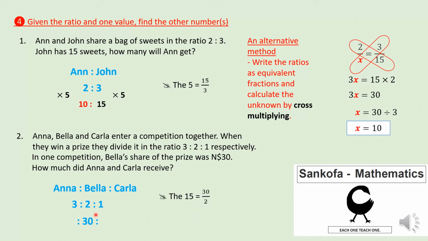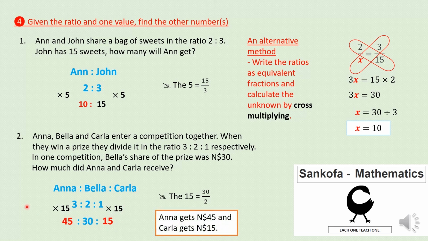So we need to know by what Bella's share was increased to get to 30. And that is essentially 2 times 15. The 15 you get from saying 30 divided by 2. So you must then multiply each part by 15. When you do 3 times 15, you get 45, which is what Anna is getting. And then Carla gets 15 Namibian dollars respectively.